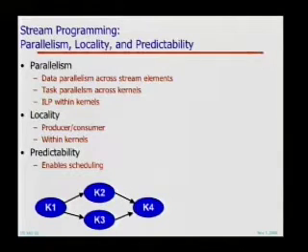If this stream doesn't escape those 2 kernels, as soon as I've read it with that kernel, I can deallocate that storage and I don't need it anymore. And therefore, if I can block those streams to the right granularity, I can capture them entirely in some relatively low level of the memory hierarchy.